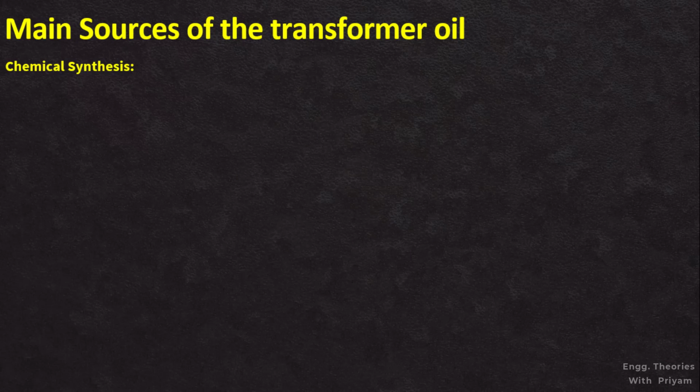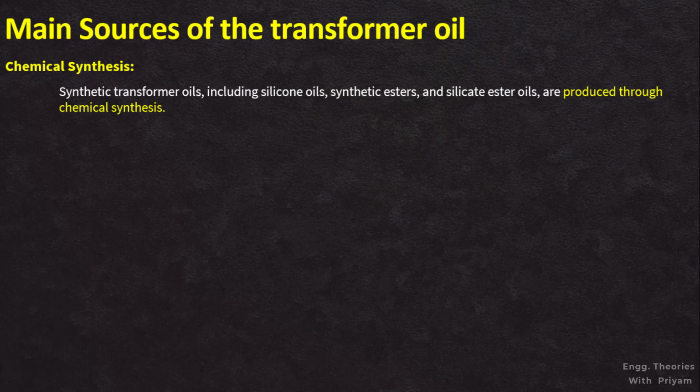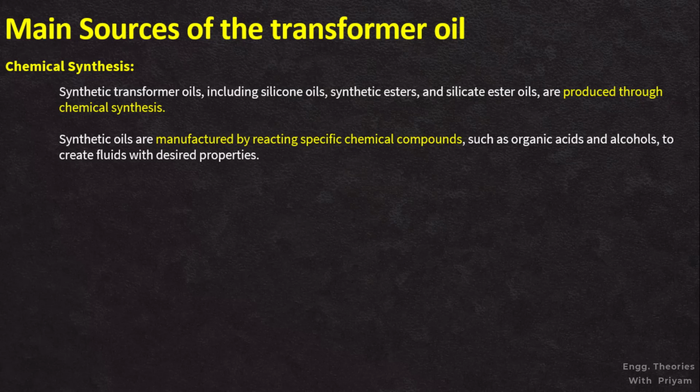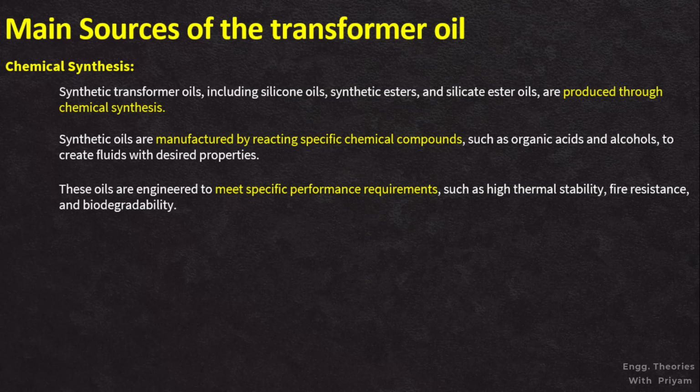Synthetic transformer oils, including silicone oils, synthetic esters, and silicate ester oils, are produced through chemical synthesis. Synthetic oils are manufactured by reacting specific chemical compounds such as organic acids and alcohols to create fluids with desired properties. These oils are engineered to meet specific performance requirements such as high thermal stability, fire resistance, and biodegradability.